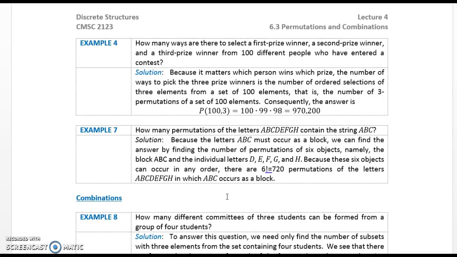Example 4. How many ways are there to select a first prize winner, a second prize winner, and a third prize winner from 100 different people who have entered the contest? Solution. Because it matters which person wins which prize, the number of ways to pick the 3 prize winners is the number of ordered selections of 3 elements from a set of 100 elements. That is, the number of 3-permutations from a set of 100 elements. Consequently, the answer is P(100, 3) equals 100 times 99 times 98, or 970,200.